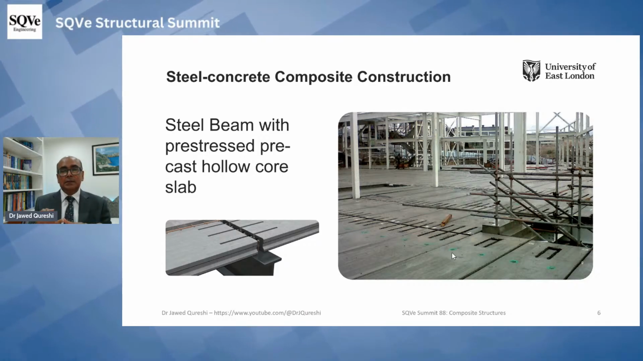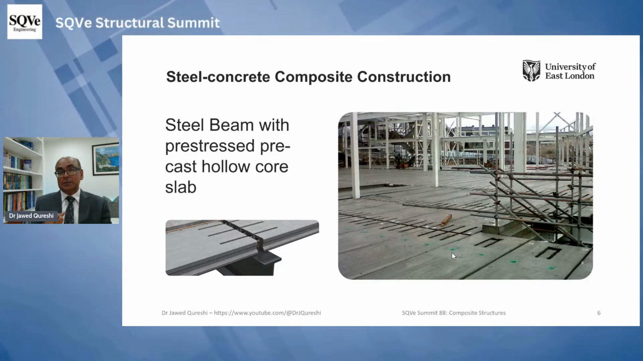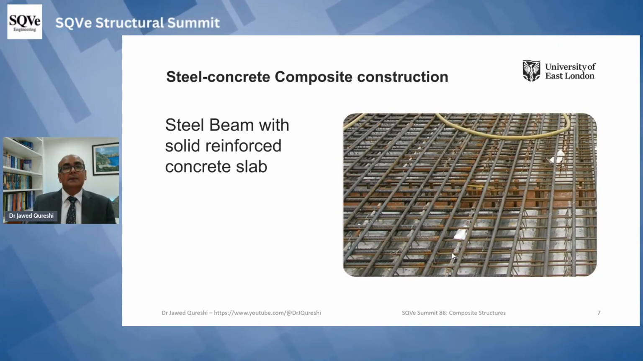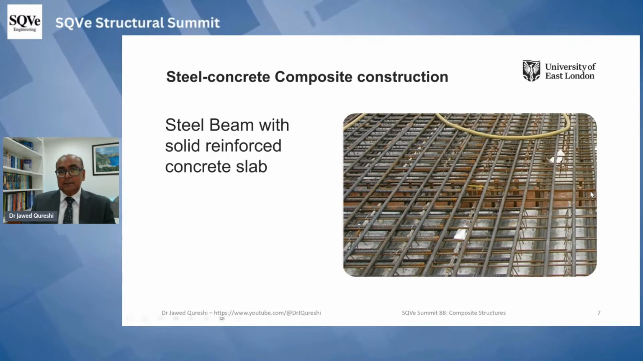So there are three possibilities. One is steel concrete composite beam with metal decking slab having a profile sheeting. Second is steel concrete composite beam with precast pre-stressed hollow core slab. And there's a third possibility as well. The third possibility is steel beam with solid reinforced concrete slab. Now here you can see that we have a beam, and on top of the beam we have an ordinary reinforced concrete slab.